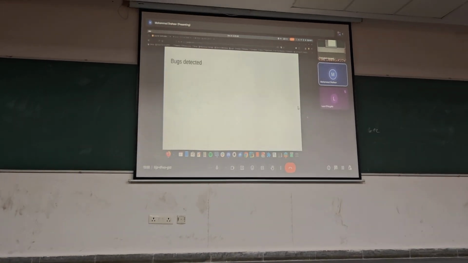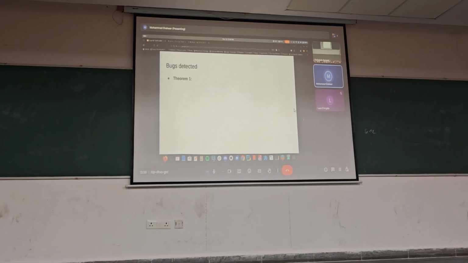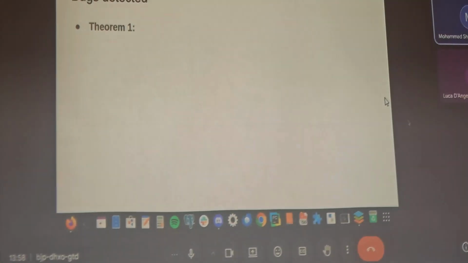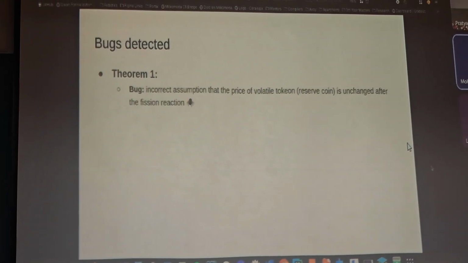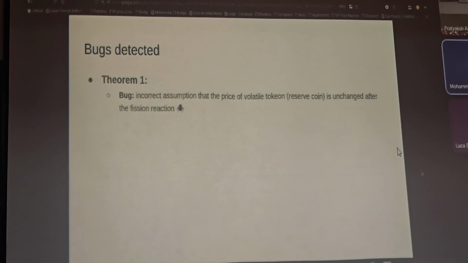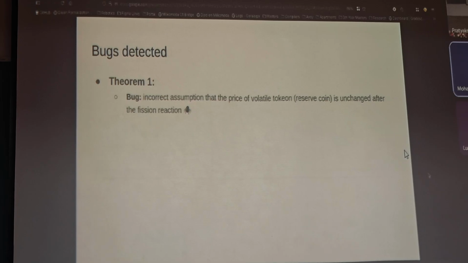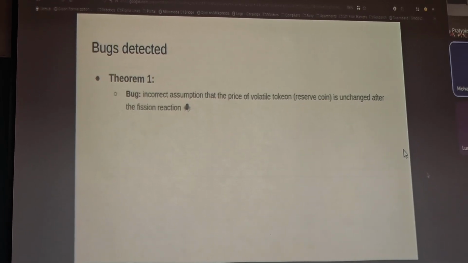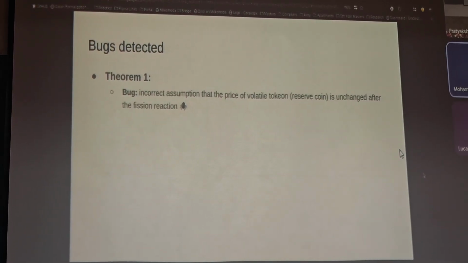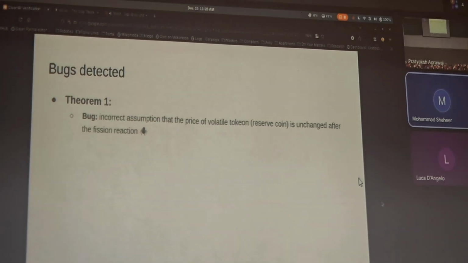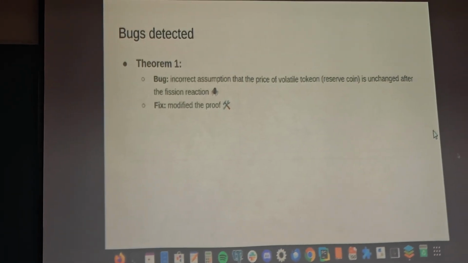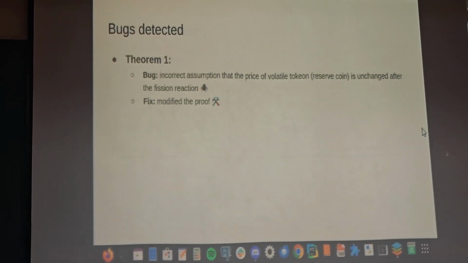So now, concluding the talk, I will talk about some of the bugs that we detected through this formalization, which is the main reason why we started this formalization in the first place. One of the bugs that we found was in the on-paper proof, we were making an incorrect assumption that the price of volatile tokens, also known as reserve coins, is unchanged after the fission reaction. This was obviously an incorrect assumption to make, and we had to fix the on-paper proof for it and then formalize it again.